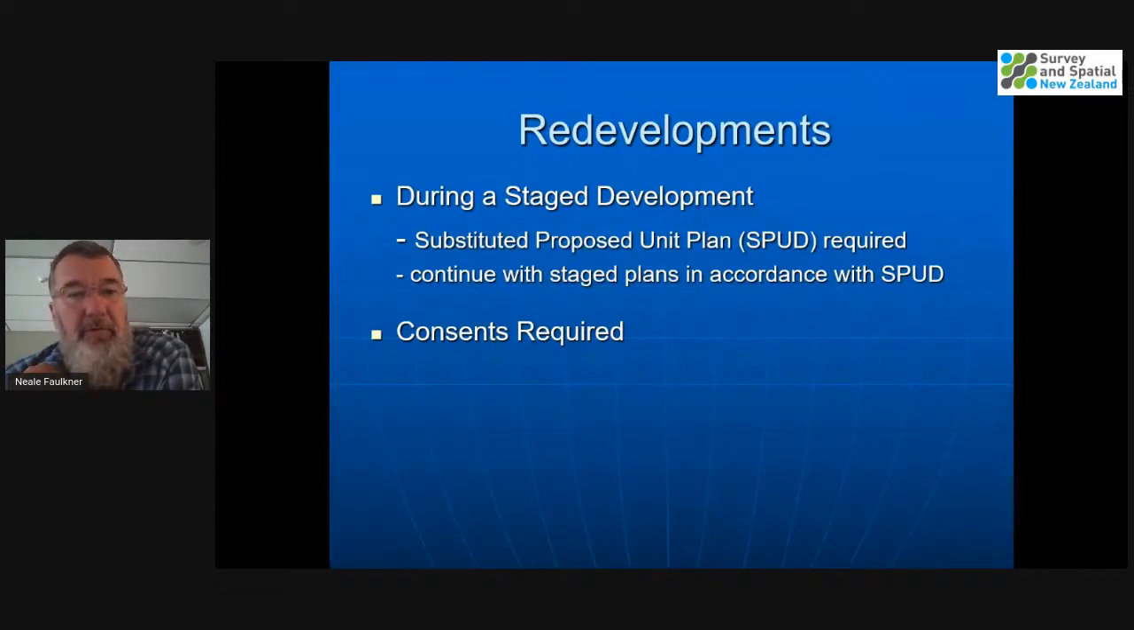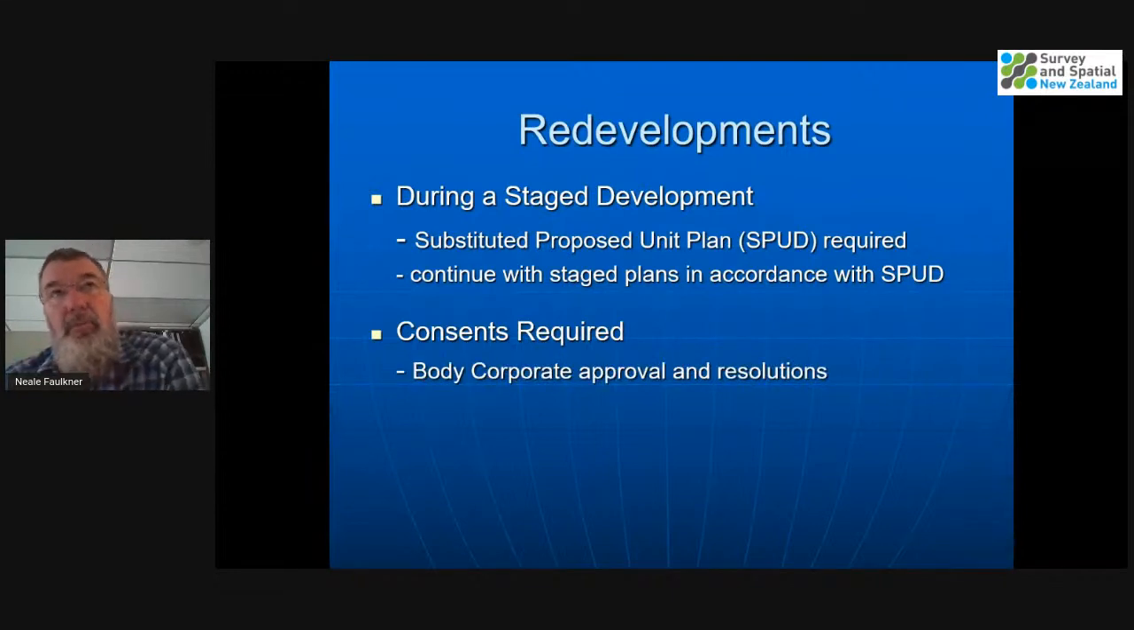Consents required for a redevelopment. You need body corporate approval and resolutions, because you've got to remember that everyone's bought into this development assuming it's going to be X and it's going to be changed to Y. So they have to approve that and issue appropriate resolutions from the body corporate.